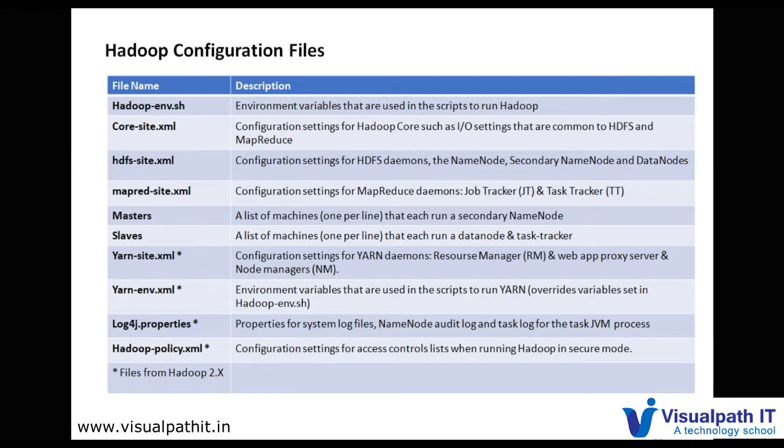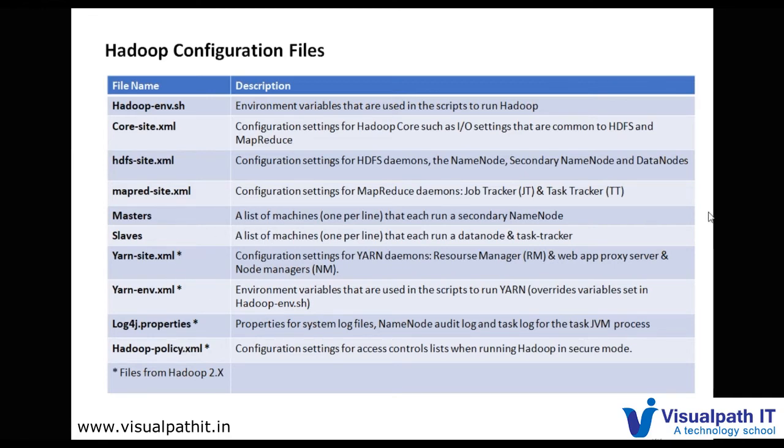Hadoop-policy.xml holds configuration settings for access control lists. It means security when running Hadoop in secure mode. All of that we need to mention in the hadoop-policy.xml file. And the above files marked with a star started in Hadoop 2.x onwards. It means those are not available in Hadoop 1.x. Okay, these last 4 ones.